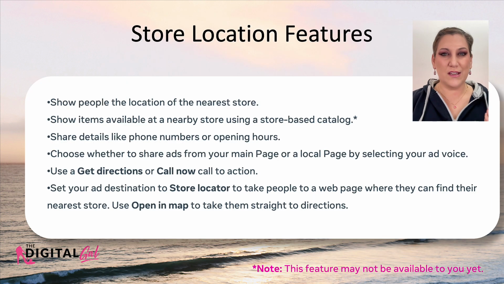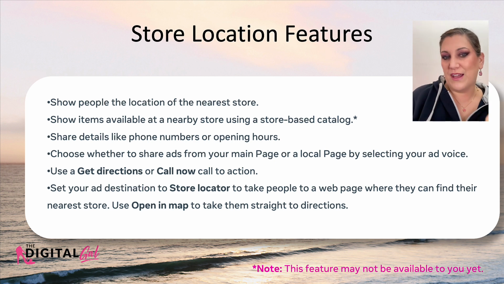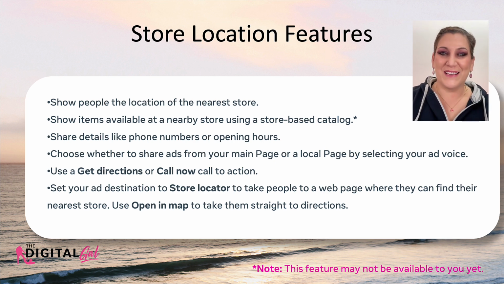Some of the features that come with location pages, I'm going to read through some of these, bear with me. You can show people the location of the nearest store. There might be multiple locations that a user could go to, and it's going to show them the nearest one. You can show items that are available at the nearby store by using a store-based catalog. Not all of you will have that feature available right now. You can share details like phone numbers and open hours.